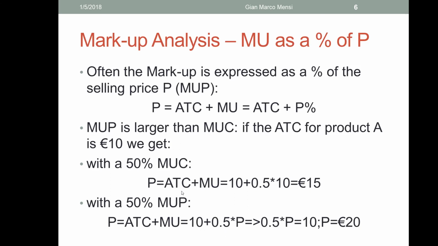But what if you are selling it with a 50% markup on price? So your average cost is always the same, 10 euros. But this time you are adding a markup which is half the selling price. With a selling price, you can solve the equation and see that the actual final price will be 20. So in the first case you are selling it at 15. But here to have 50% of the price as markup, you have to increase your price from 15 to 20.